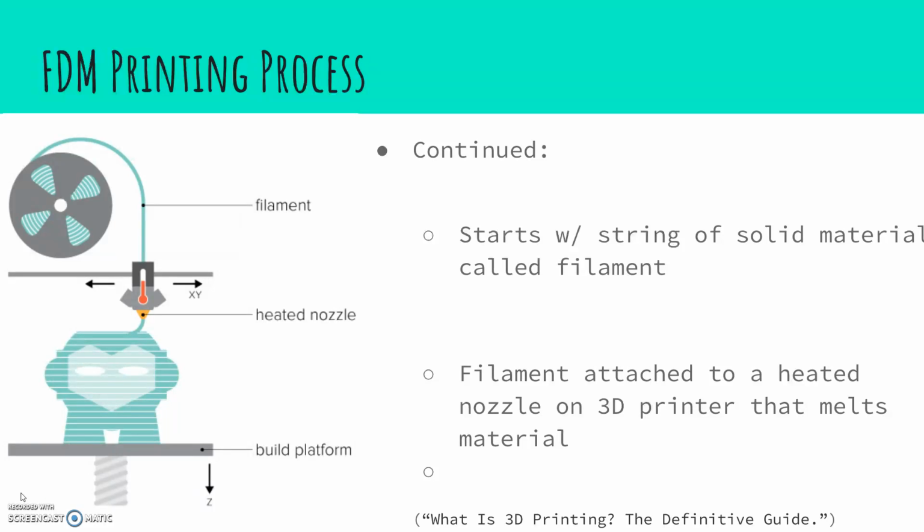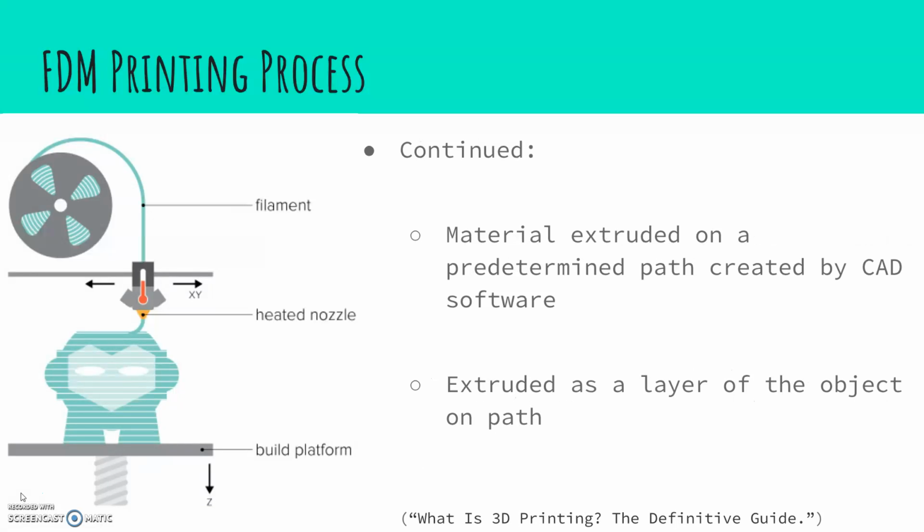With the FDM printing process, after creating that 3D digital file of the object that you want to create, this process starts with a string of solid material called filament, and it is labeled in the picture to the left. Filament is attached to a heated nozzle on the 3D printer, and what that nozzle does is it melts the plastic so that the material can be placed onto the object that you want to print.